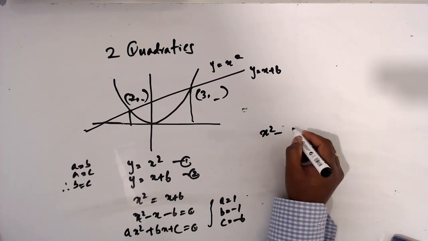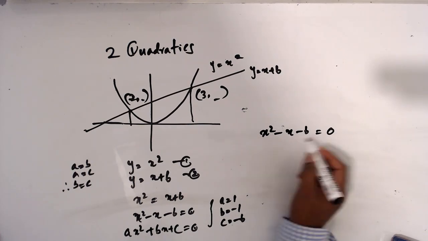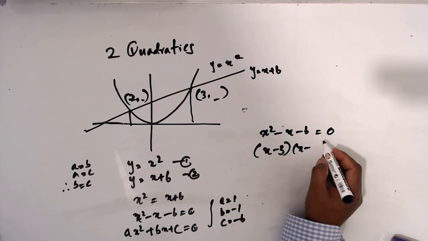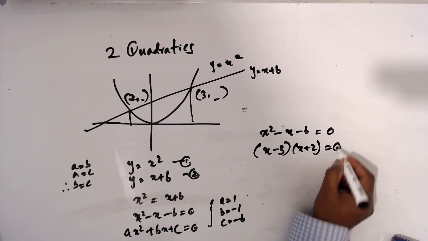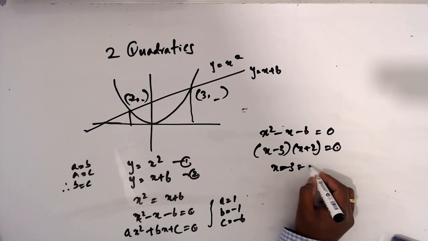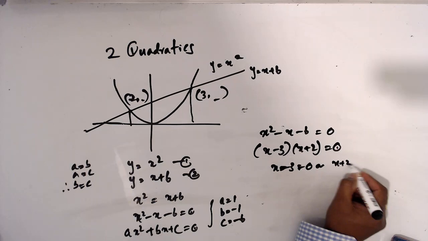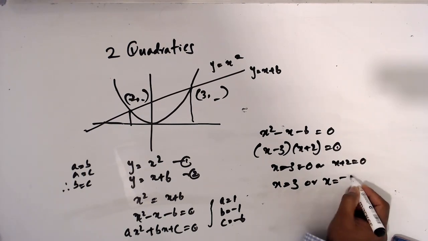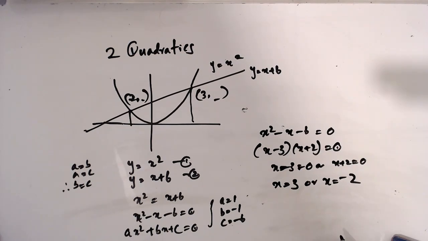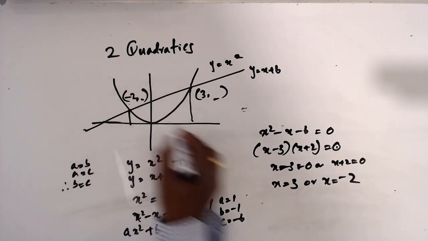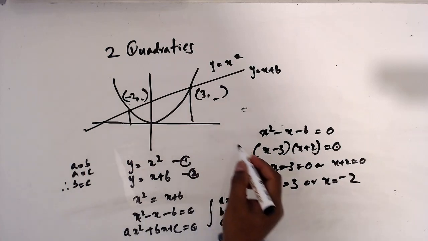x squared minus x minus 6 equals 0. (x minus 3)(x plus 2) equals 0. So x minus 3 equals 0 or x plus 2 equals 0, so x equals 3 or x equals minus 2. Actually, this is minus 2. This has to be mentioned, this one.